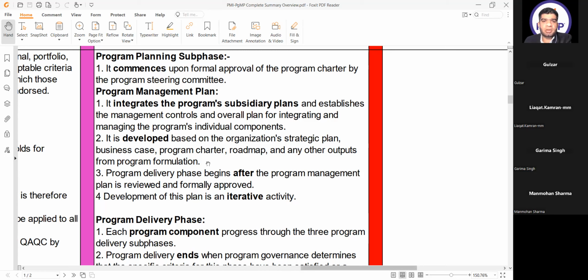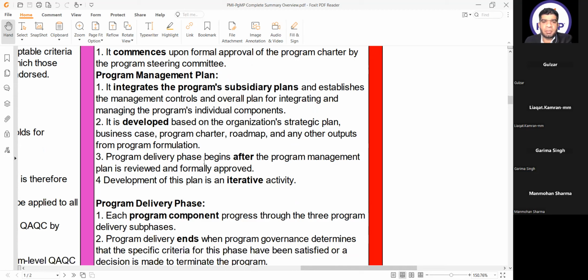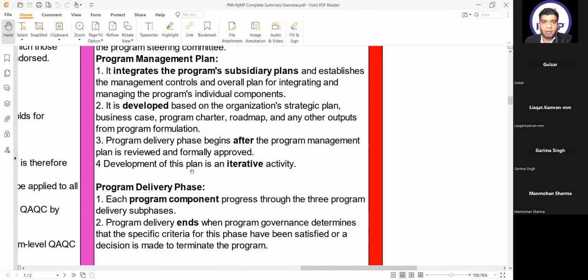It is developed based on the organization's strategic plan, business case, program charter, roadmap, and any other output from the program formulation phase. Okay. Program delivery phase begins after the program management plan is reviewed and formally approved. Development of this plan is an iterative activity. It will be kept on updating.